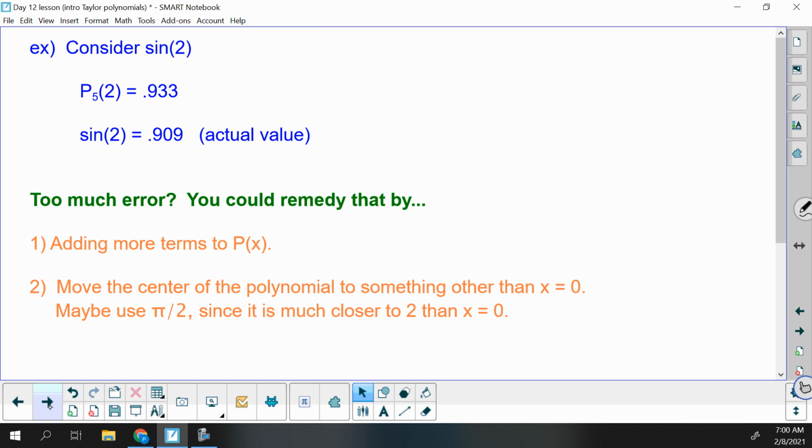So if we move on to the next slide, take sine of 2, for example. Sine of 2's actual value is 0.909. P5 means a Taylor polynomial of degree 5, or sometimes said a 5th degree Taylor polynomial. So the subscript of that capital P tells us what degree it was carried out to. Okay, so maybe we'll write that down here. So this is a 5th degree Taylor polynomial.